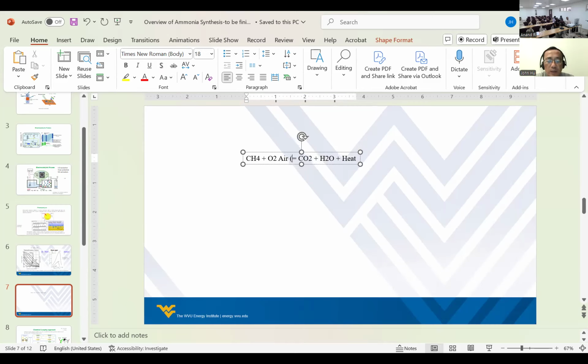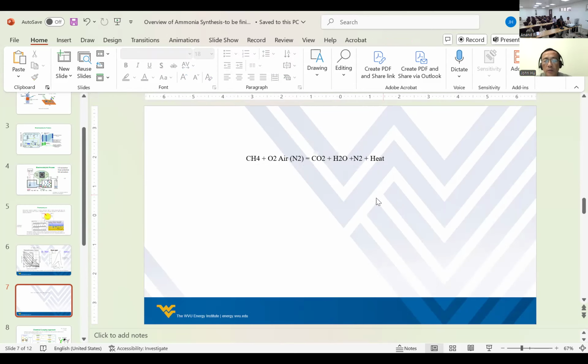When you have air, don't forget you have nitrogen. When you do combustion, nitrogen will not be combusted. So you have the nitrogen here at the end of the reaction, plus heat. If you do the CO2 capture after combustion, from the so-called flue gas, the CO2 concentration is very low because the majority is nitrogen. So you have to capture CO2 and then concentrate CO2 to 100%. That's a lot of work. How would you produce CO2 without capture?